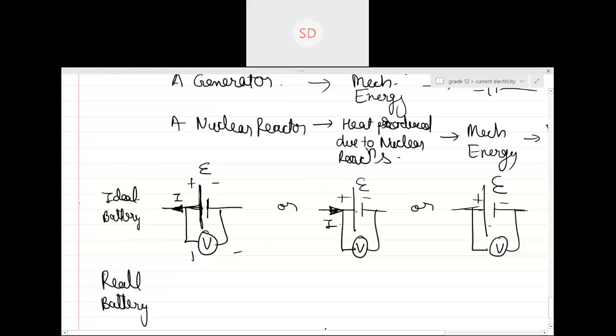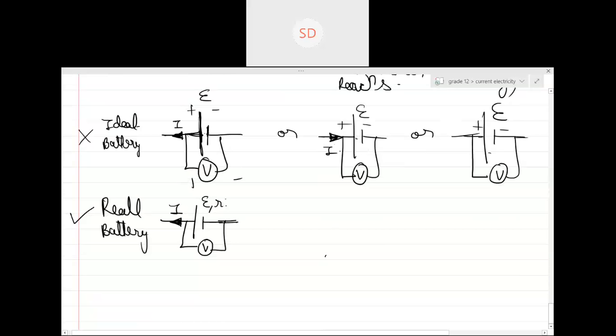But generally, ideal things do not exist. Only real things exist, right? If it was an ideal battery, the potential difference would never change. A real battery is something which has a certain internal resistance. We'll see exactly what an internal resistance is. So if current I is flowing out, and you connect the voltmeter V over here, then please remember, in this case, the potential difference across the terminals of the battery V will be less than E.